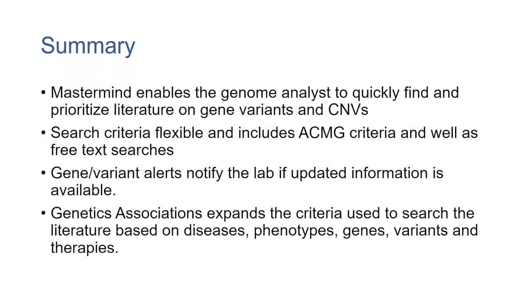I tried to use some examples here to show you how Mastermind enables the genome analyst to quickly find and prioritize literature on gene variants and CNVs. The search criteria are really flexible. They include ACMG criteria as well as pre-text terms. You can use phenotype terms. You can set up gene variant alerts to notify the lab if updated information is available on variants. And this new genetic associations section expands the criteria that we use to search for literature based on disease, phenotypes, genes, variants, and other therapies. So overall, we found this to be an extremely useful tool for literature searching.